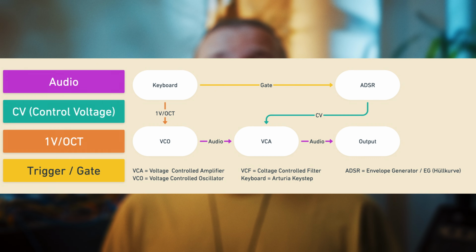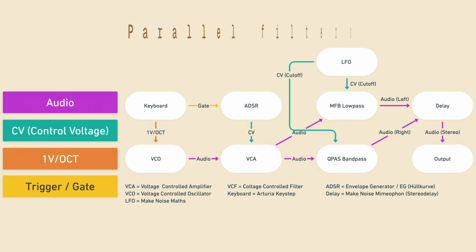Alright, let's get practical. I want to show you a few patch examples and listen to them together. As a base, I built a simple subtractive patch, oscillator, VCA and an envelope. I am controlling everything with a keyboard. A really exciting technique is to split your signal and send it through two filters at the same time. Then you mix them back together, and boom, the sound becomes wider, more alive, more complex.